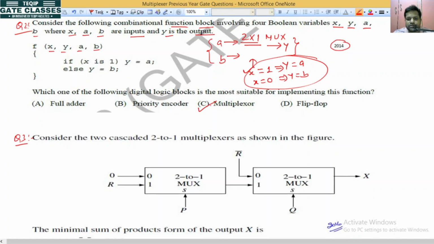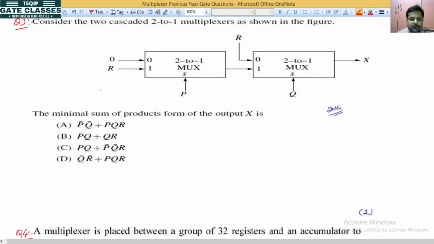So option C is correct. Question number 3: consider the two cascaded 2 cross 1 mux as shown in the figure. So this is one and this is the second one. Cascaded means they are connected to each other like this. So we have this circuit using 2 cross 1 mux. We have to find out the minimal sum of product form of the output x. Okay, so we want this x here.